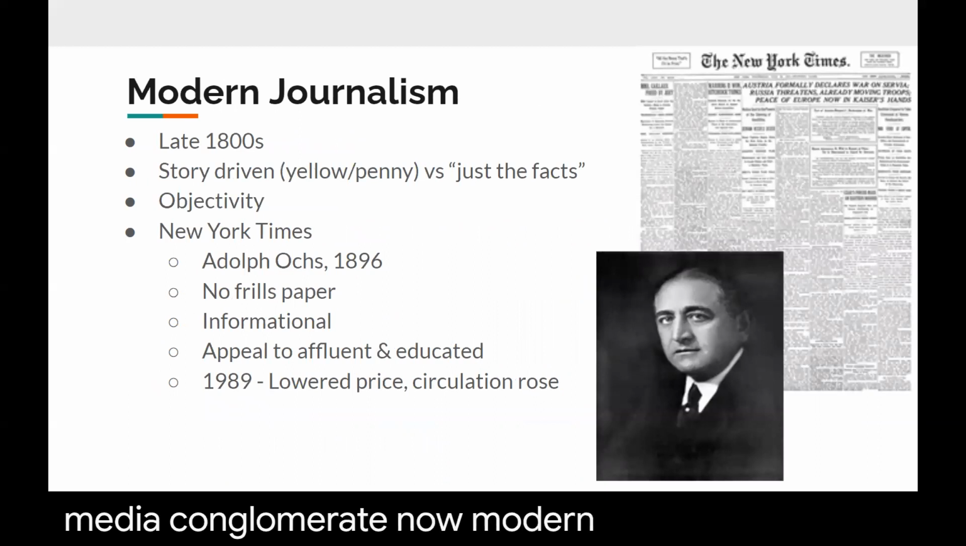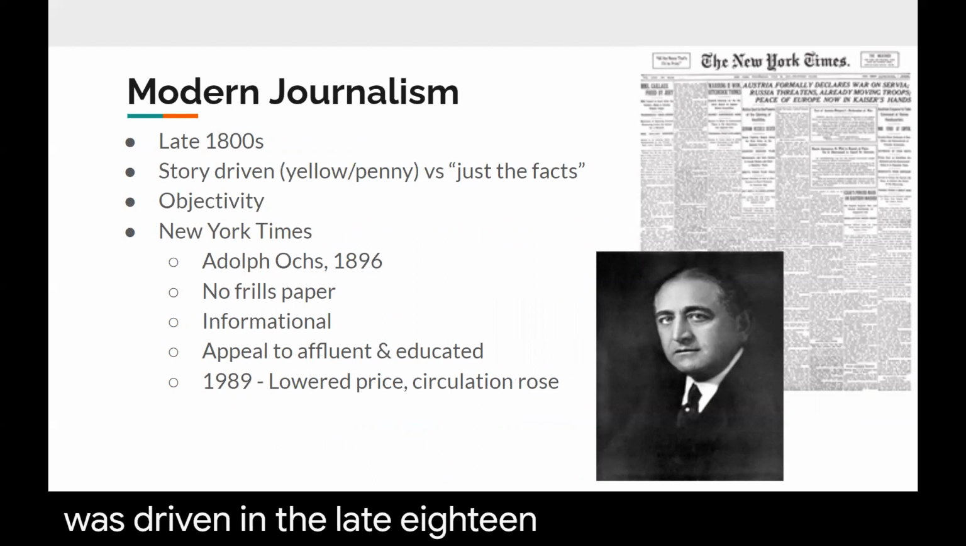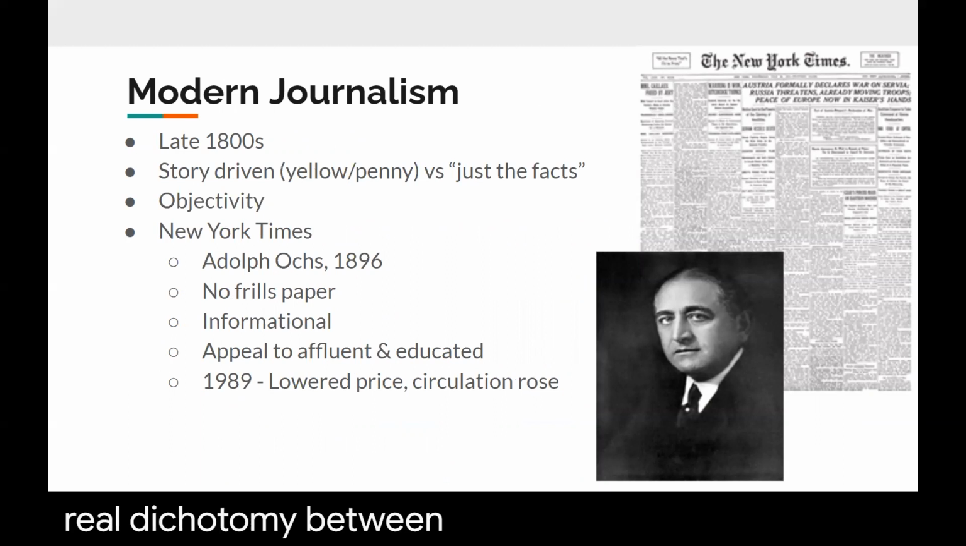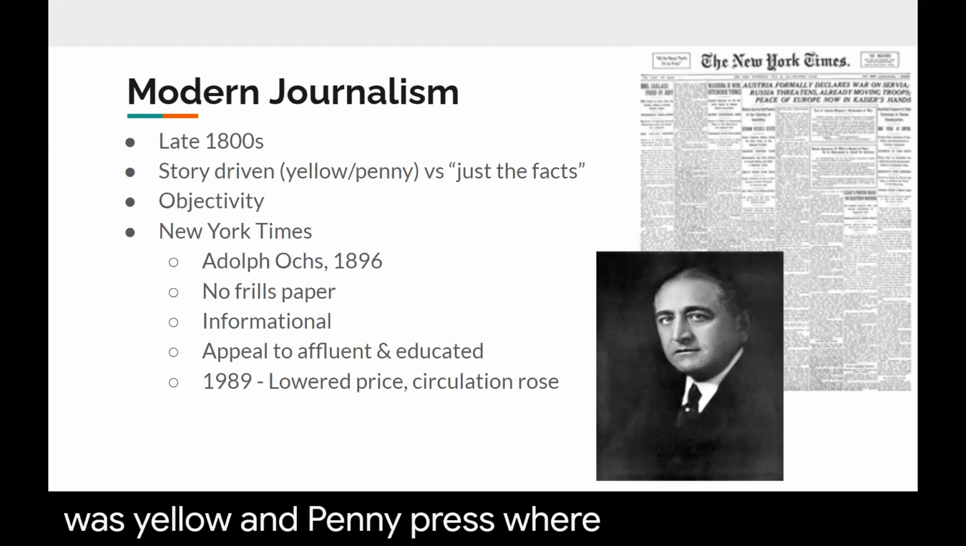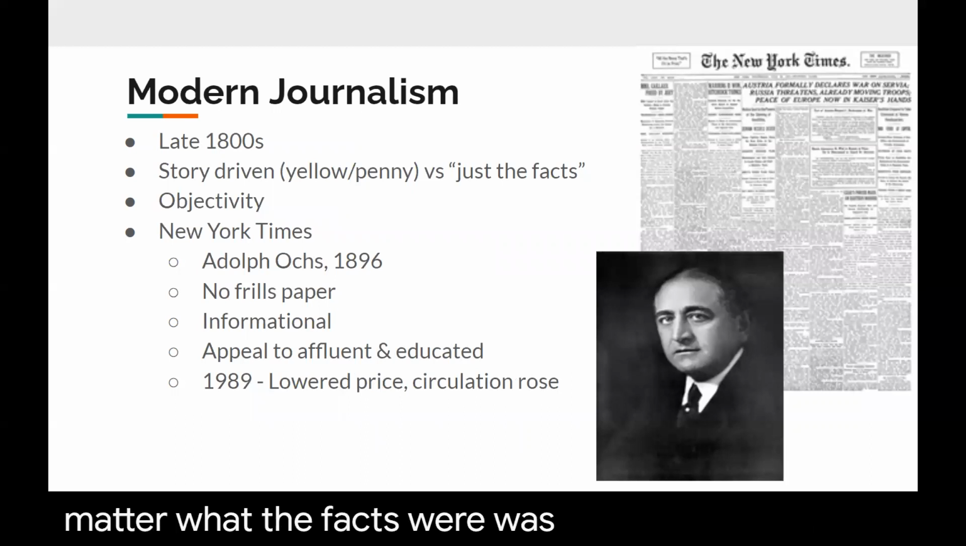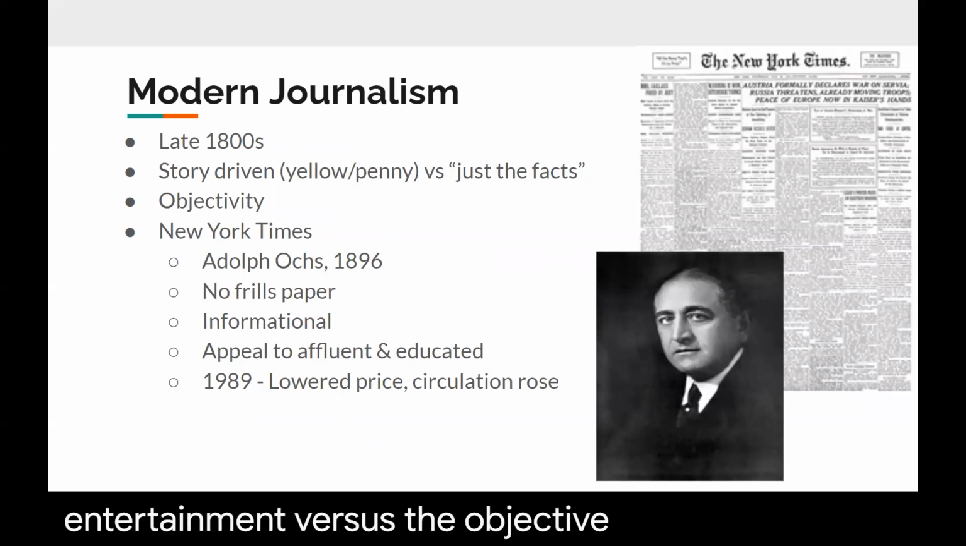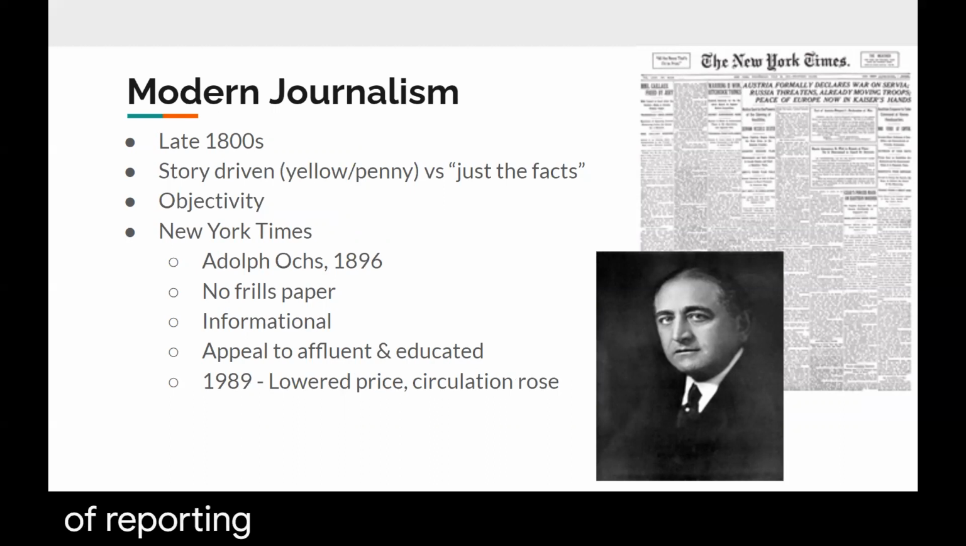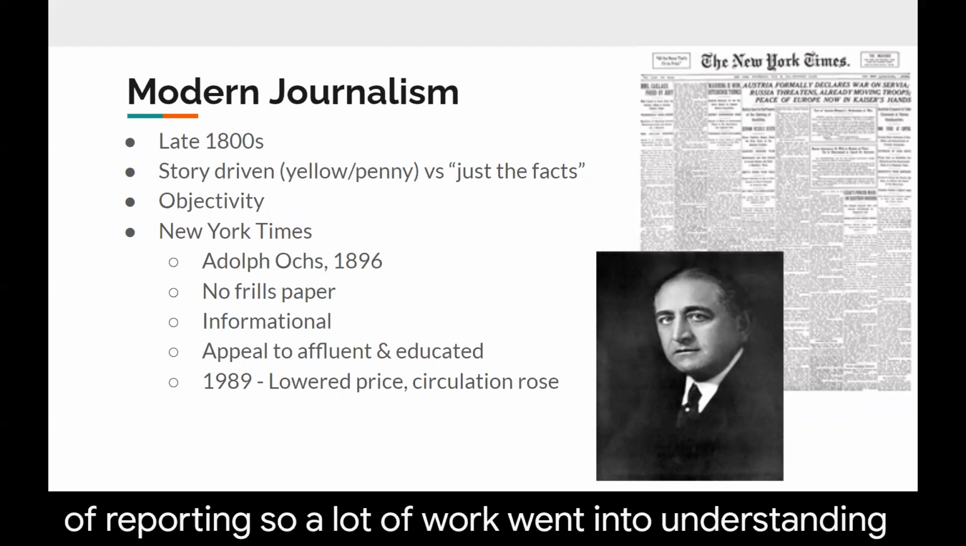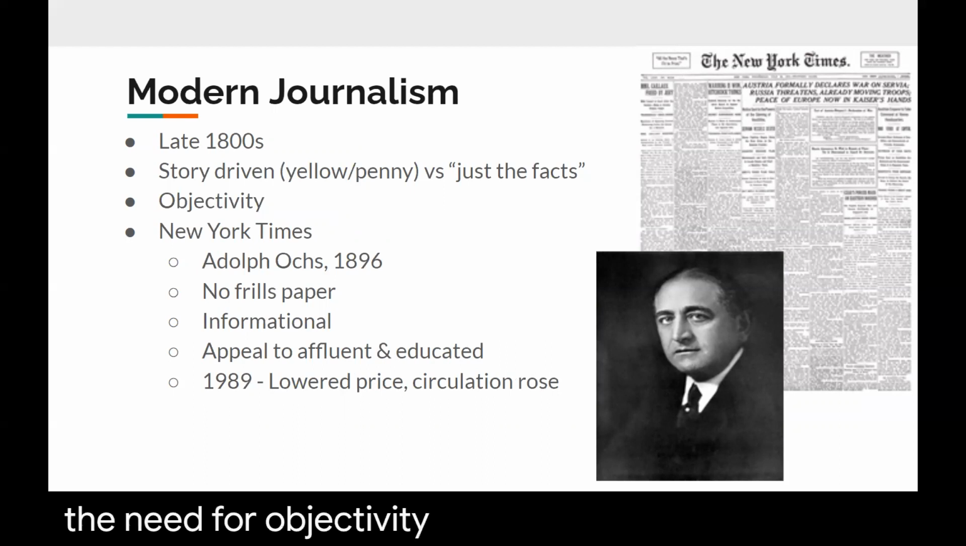Now, modern journalism really was driven in the late 1800s. There was a real dichotomy between story-driven news, which was yellow and penny press, where it really didn't matter what the facts were. It was all about entertainment, versus the objective, just the facts type of reporting. So a lot of work went into understanding the need for objectivity within journalism and how that would be created.